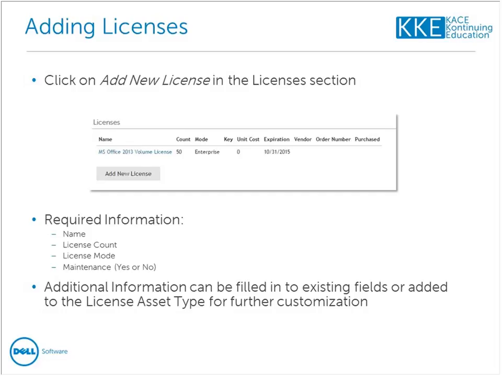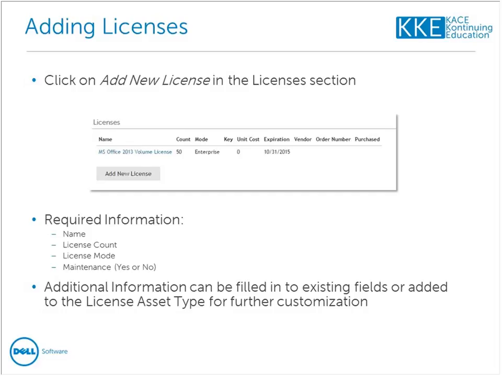Then you want to make sure you put in your license count, and the license mode. Is this a unit license, an enterprise license, a CAL license, or a subscription license? While this is mostly informational, it's important for you to be able to come and see this and know that.